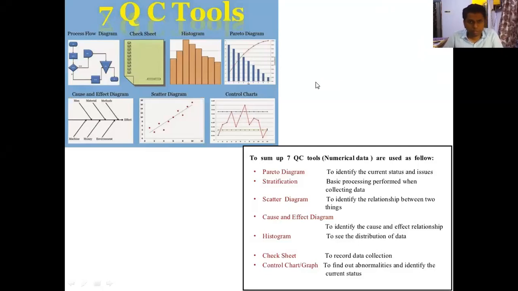Usually, 7 different quality control tools are used by the quality managers, and those we are going to discuss. But keep in mind that instead of these 7 quality control tools, some other quality control tools can also be used, depending on the requirement. The most widely used 7 quality control tools are process flow diagram, check sheet, histogram, Pareto diagram, cause and effect diagram, scatter diagram, and control charts.